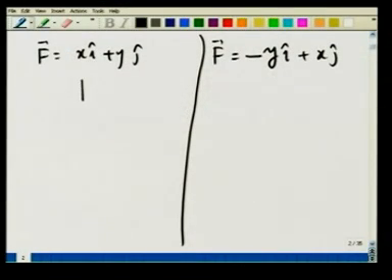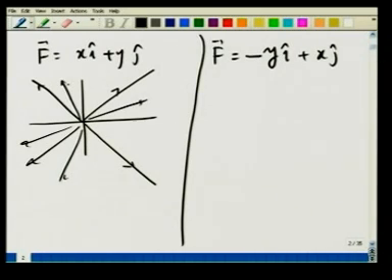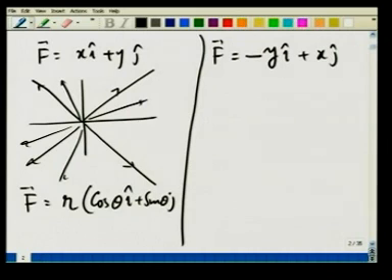In the first case, you see that the force lines are going radially outward. If you don't see it directly, write F with x as r cosine theta and y as r sine theta, so I can write this as r times cosine theta i plus sine theta j, and by now having learned polar coordinates, this is nothing but r in the radial direction.